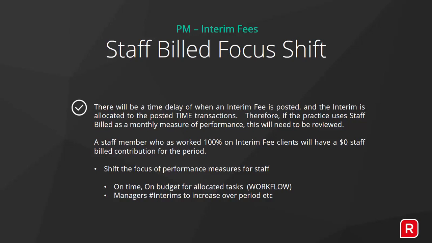Shift the focus of performance measures for staff: look at on time and on budget for allocated tasks or workflow in APS. And for managers, look at the number of interims, and increase the number over a certain period to increase the interim fees.